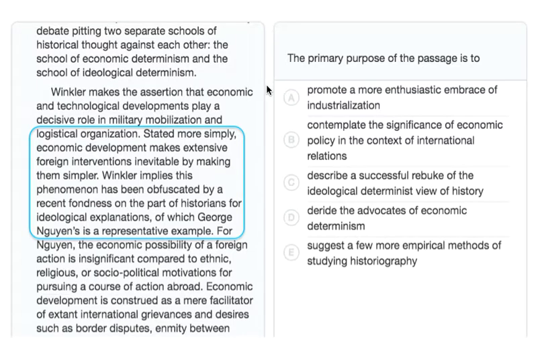Primary purpose questions mean that we are looking for the main idea of the passage. This question is a little more difficult because our answer choices are a bit vague and there are some very complex terms in the passage. So let's make sure we understand it thoroughly.